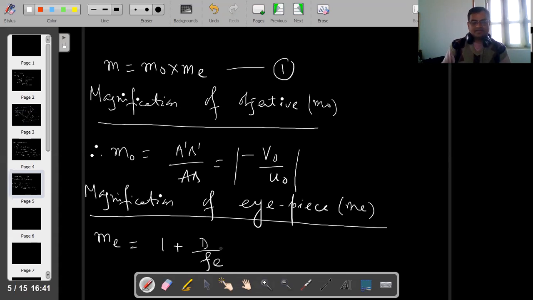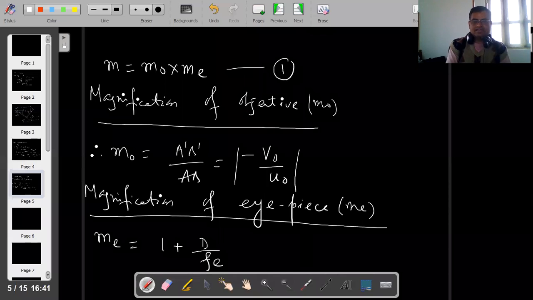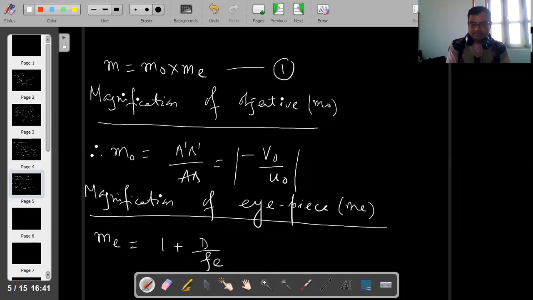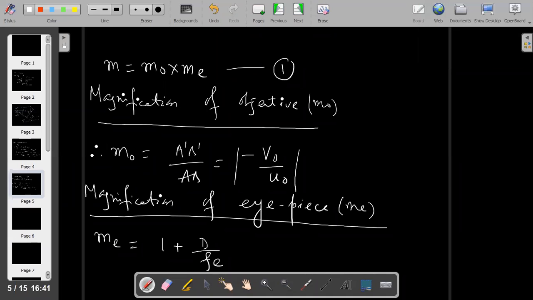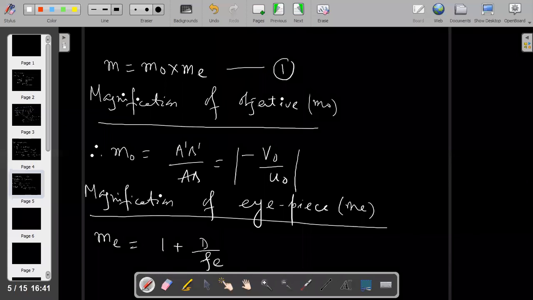This is the expression for a simple microscope. We have already seen in the simple microscope that ME is 1 plus D by FE. So magnification is 1 plus D by FE. Write down, where FE is the focal length of the eyepiece.